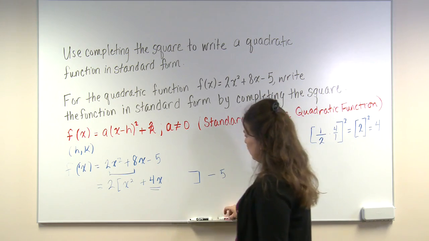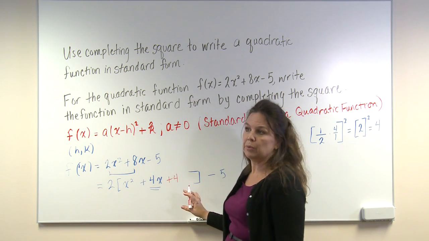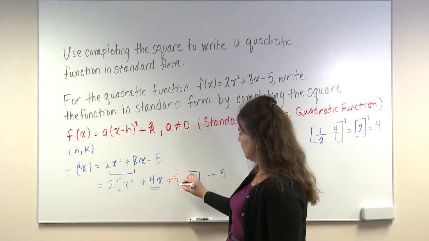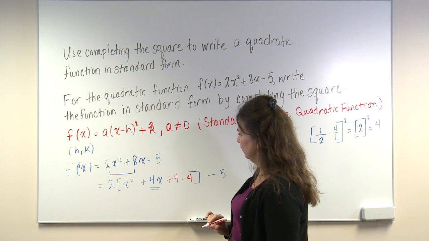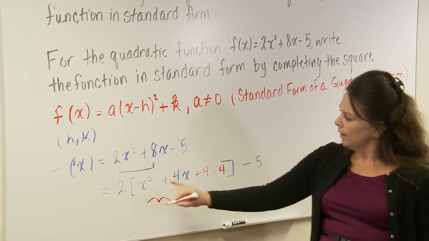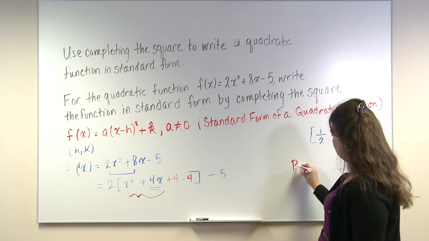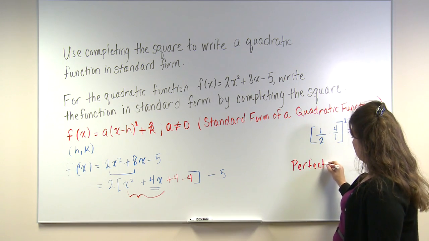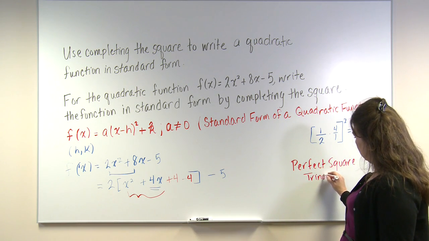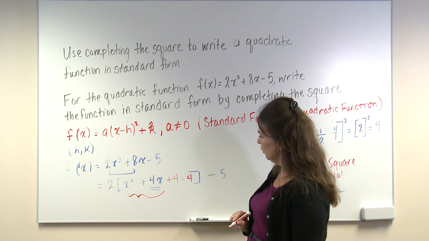To complete the square, I want to add a value of 4, and I do not want to change the problem, so I'm also going to subtract a value of 4, with the net difference being 0. Looking at these first three terms inside the square brackets, x squared plus 4x plus 4, this is what we call a perfect square trinomial. Inside the square brackets, I would like to keep these three terms.